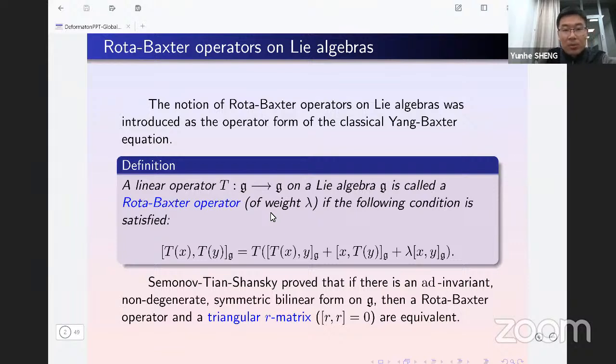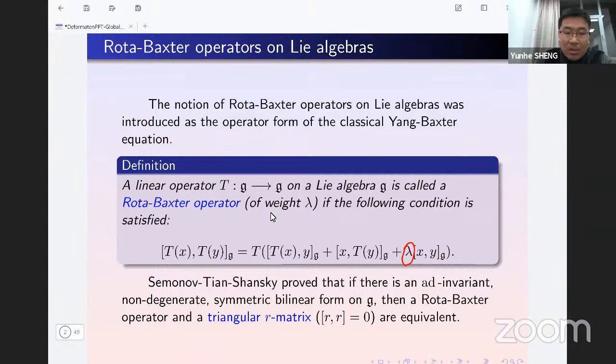The notion of Rota-Baxter operators on Lie algebras was introduced as the operator form of the classical Yang-Baxter equation. So a linear map T from G to G on a Lie algebra G is called a Rota-Baxter operator of weight lambda if the following condition is satisfied. So here there's a lambda, and Semenov-Tian-Shansky proved that if there is an invariant, non-degenerate, symmetric bilinear form on G, then a Rota-Baxter operator and a triangular r-matrix are equivalent.